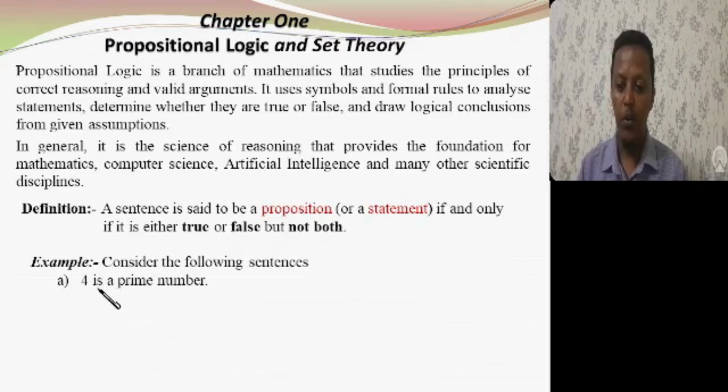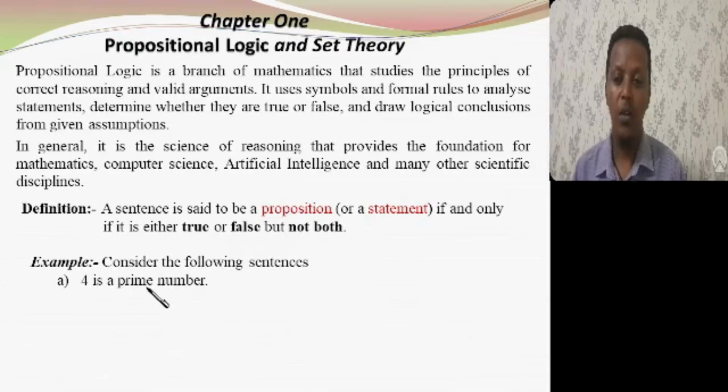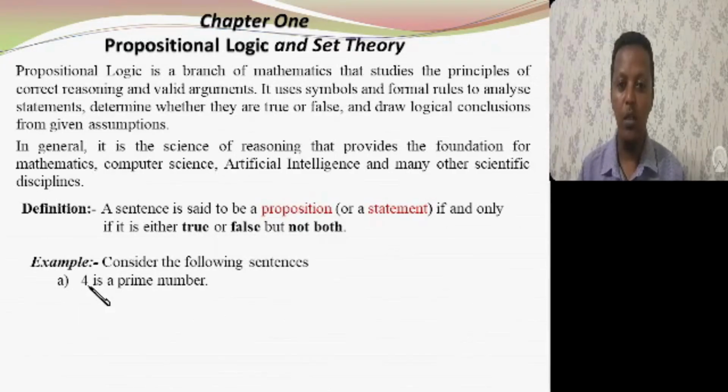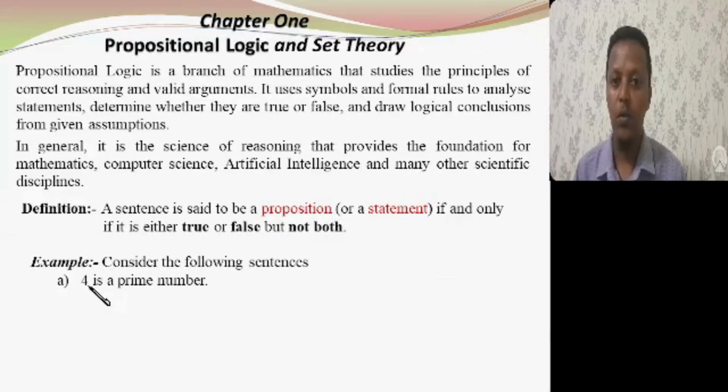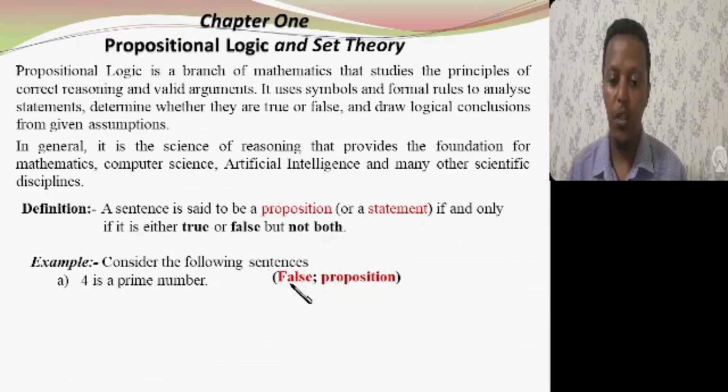Now, the first one, 4 is a prime number. This is a sentence, and we can say this sentence is false, because in order for a number to be a prime number, the only factors are 1 and itself. But for number 4, the factors are 1, 2, and 4. Because of that, this sentence is a false sentence. That means the sentence is a proposition, and the truth value of the proposition is false.